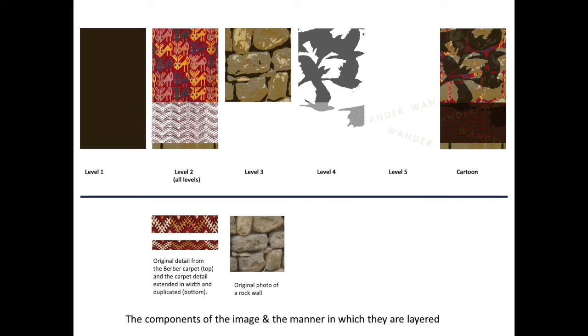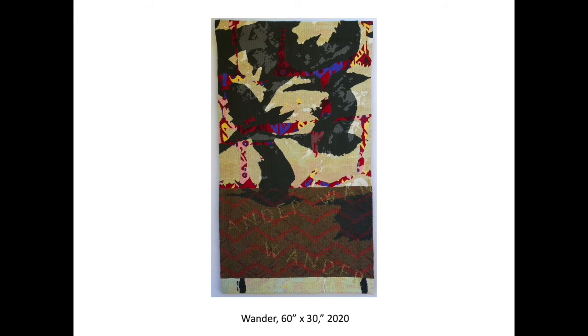Level 5 is the word wander. The text is set to dissolve into the layer beneath it, which is the Berber carpet detail and a little bit of the 2 sections of rock wall. The image on the far right is the final cartoon with all of the levels of the image stacked on top of each other. And here is the tapestry again.